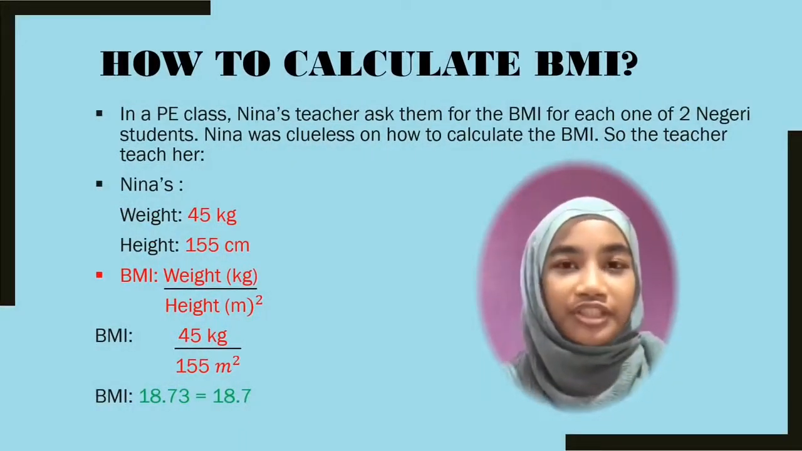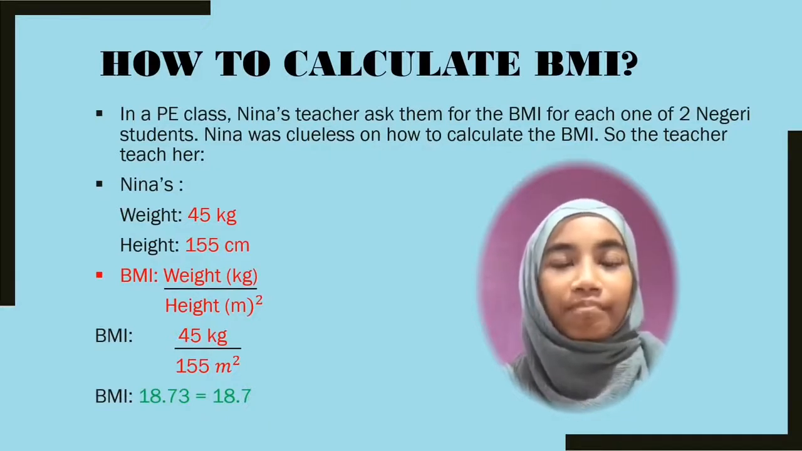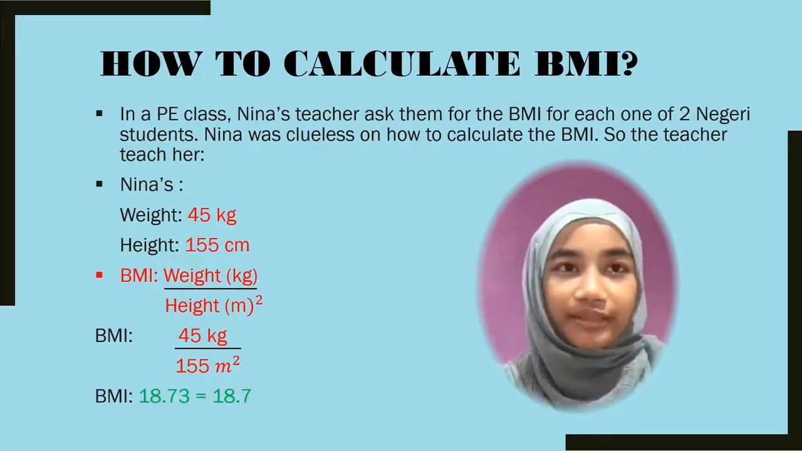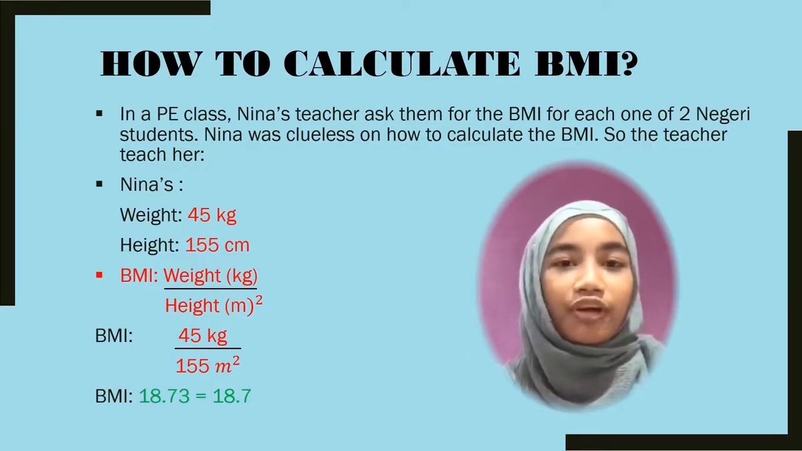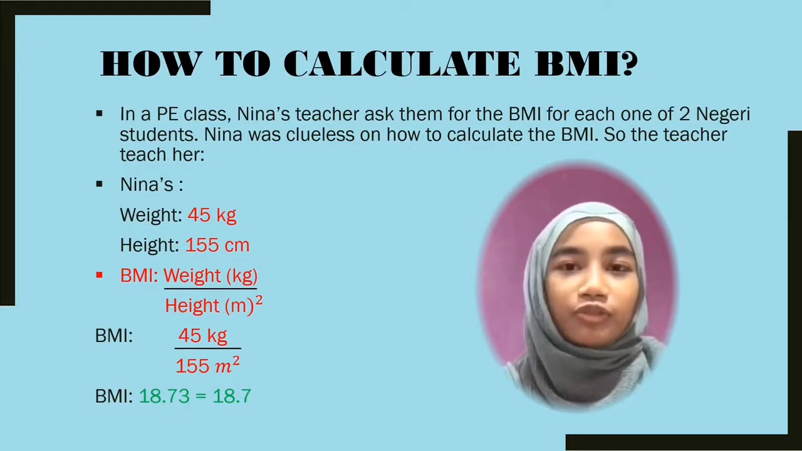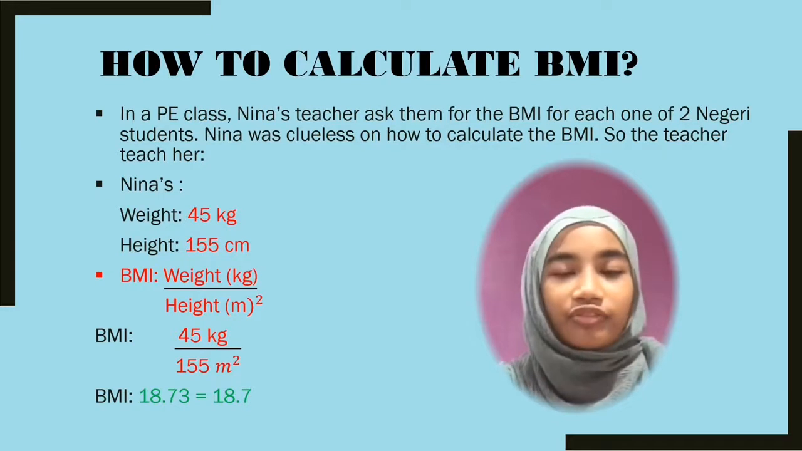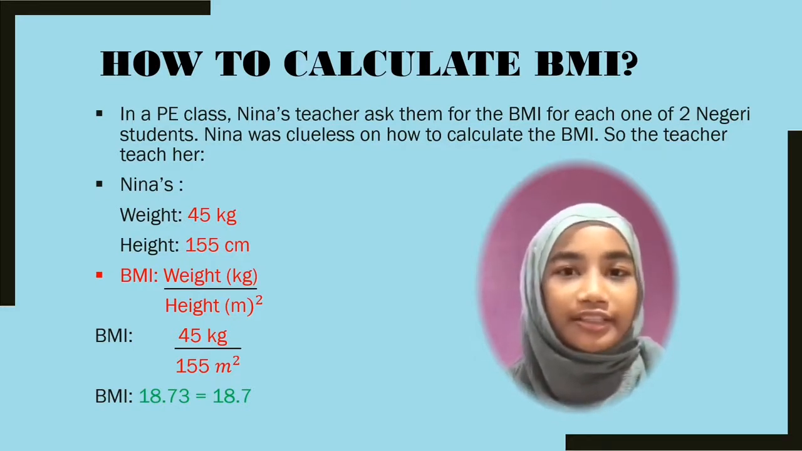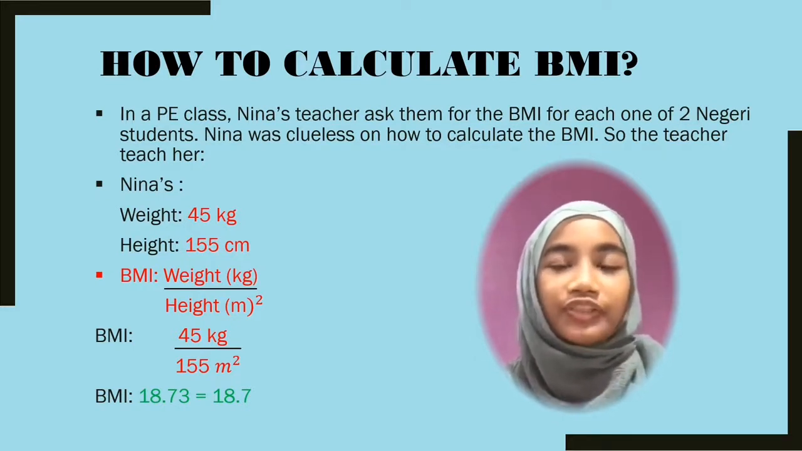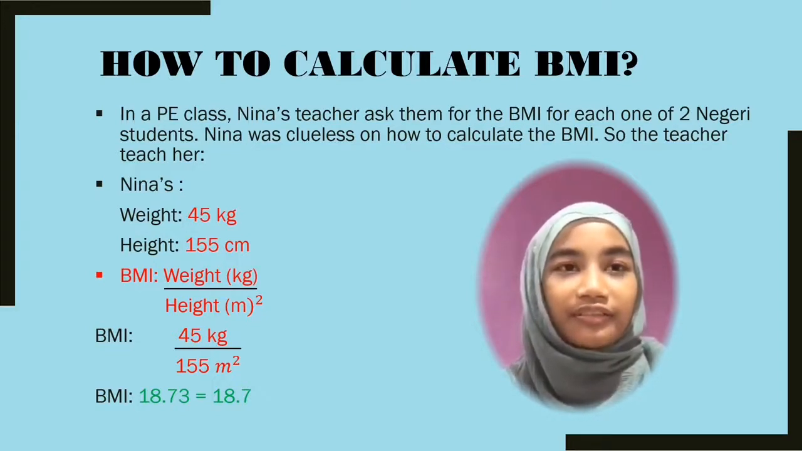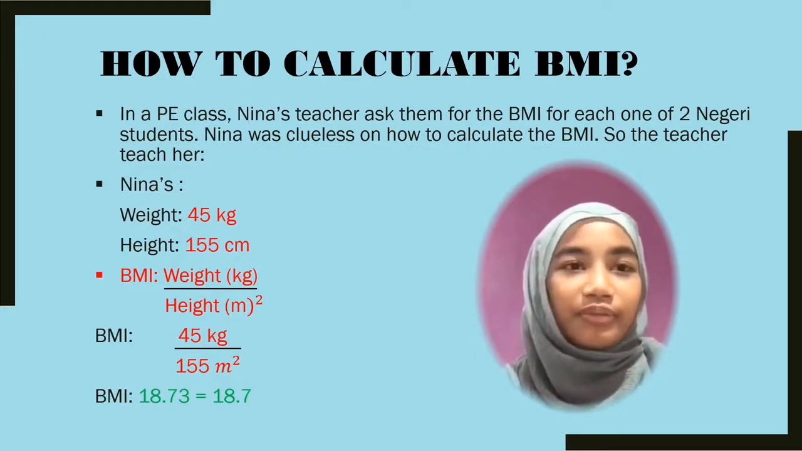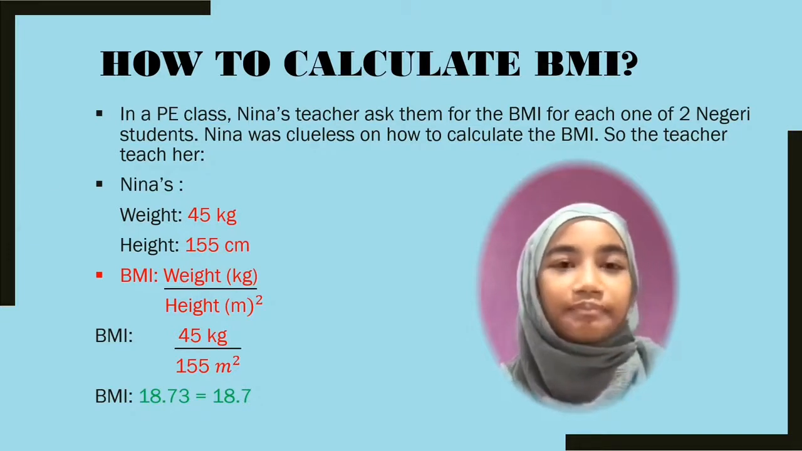Next, I'm going to teach you how to calculate the BMI. This is an example situation. In a PE class, Nina's teacher asked them for the BMI of each one of the students. Nina was clueless on how to calculate the BMI, so the teacher taught her. Nina's weight is 45 kilograms while her height is 155 centimeters. Using the formula, weight over height squared, her calculation will be 45 over 155 squared. So her BMI will be 18.7.